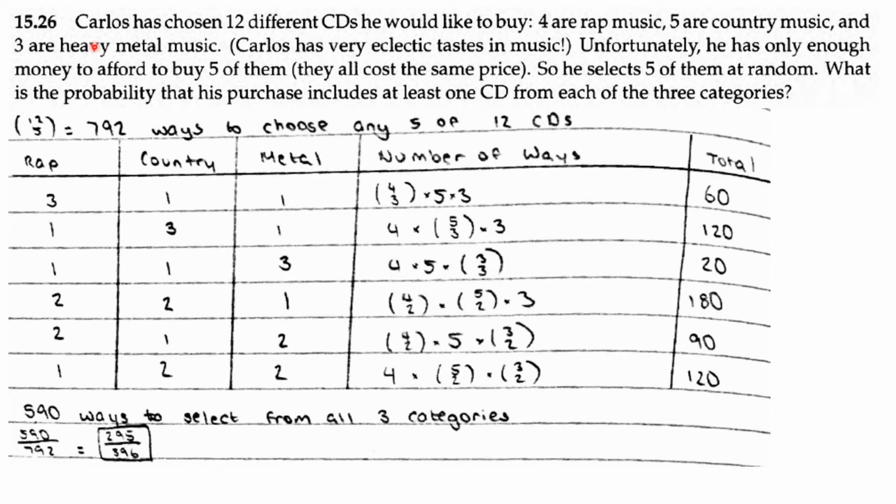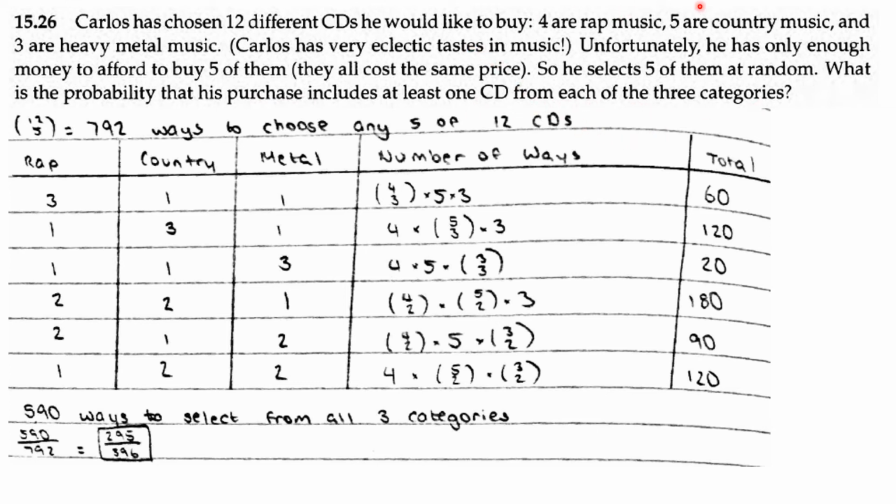AOPS Counting and Probability 15.26. Carlos has chosen 12 different CDs he would like to buy. 4 are rap music, 5 are country music, and 3 are heavy metal music. Carlos has very eclectic tastes in music. Unfortunately, he only has enough money to afford to buy 5 of them. They all cost the same price. So he selects 5 of them at random. What is the probability that his purchase includes at least one CD from each of the 3 categories?